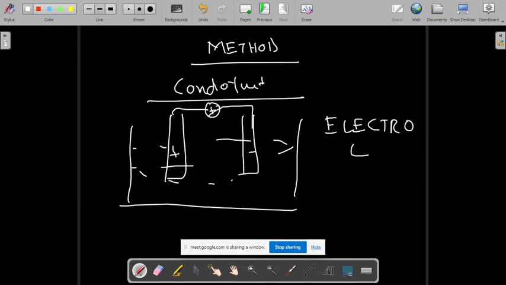Okay, this is our basic electrolysis. In electrolysis, negative ions move towards the positive electrode and positive ions move towards the negative electrode. Due to this movement there will be a current, and you measure that current. The current will tell you the amount of ions that are present. That is a method. Okay, so you actually have two methods for measurement.